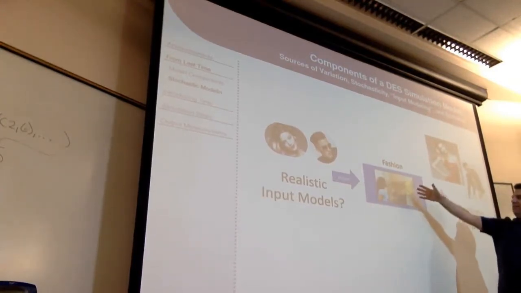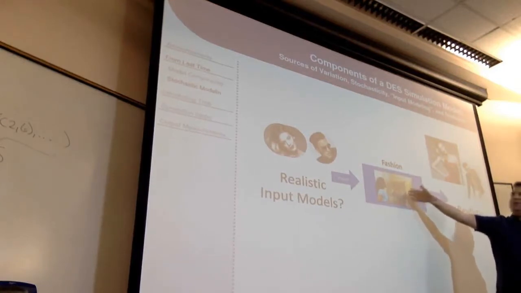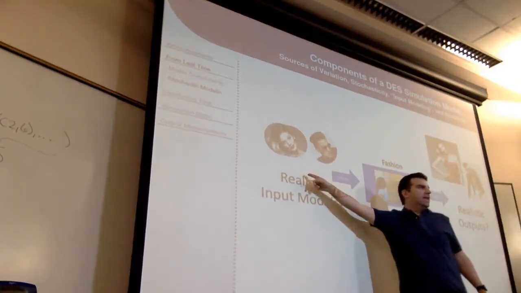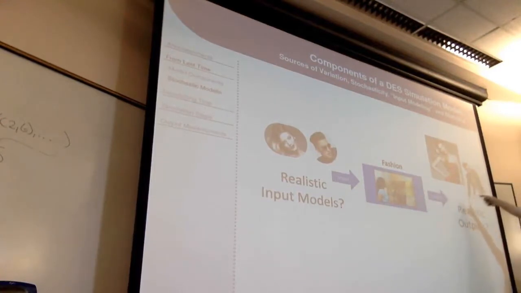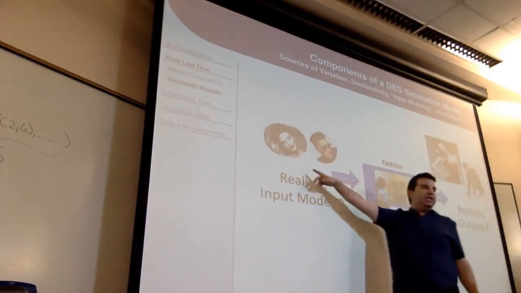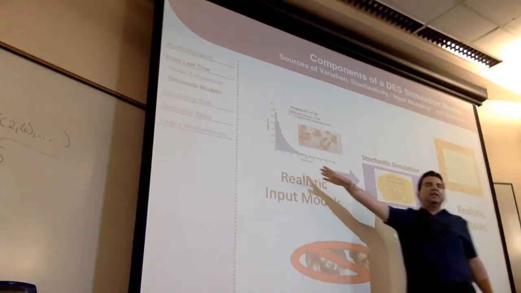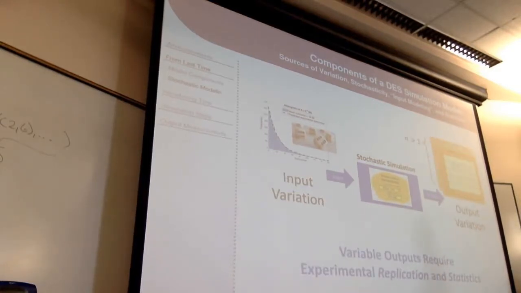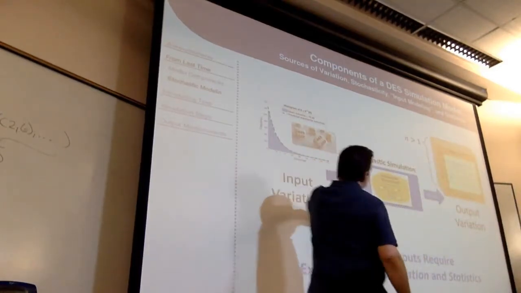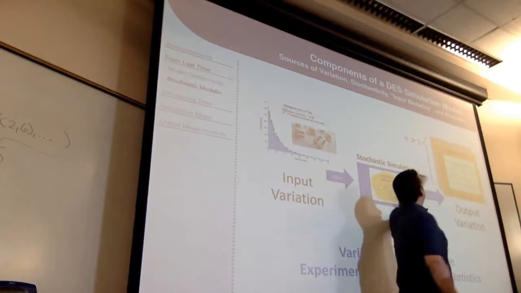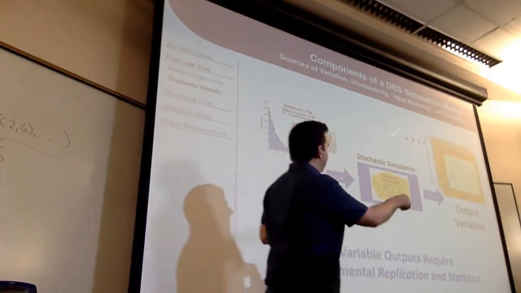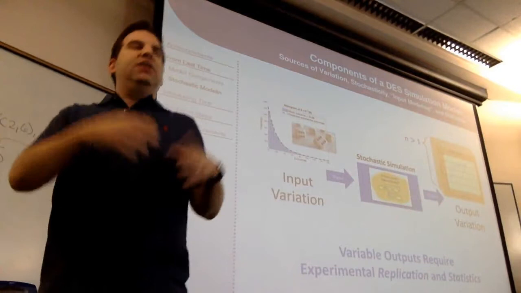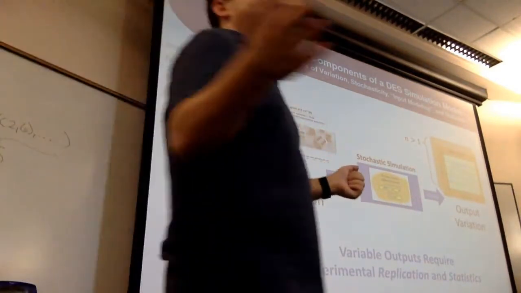You've designed some amazing improvement for an airport, but you chose poor arrival rates, and so even though your output looks great, it's maybe purely due to the bad choice of arrival rates. That's what we're saying here. Insightful outputs require good inputs, and that's why input modeling is so important. But the other challenge is that once you have variation on the input, you're going to get variation on the output, which means we're going to have to run simulations more than once and use good statistical methodology in order to interpret our outputs.